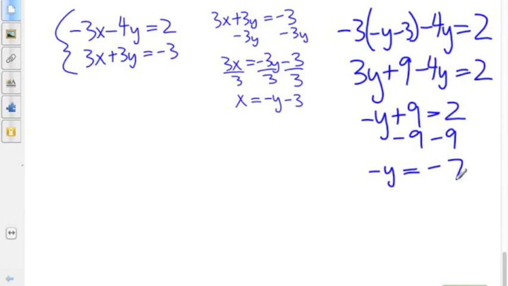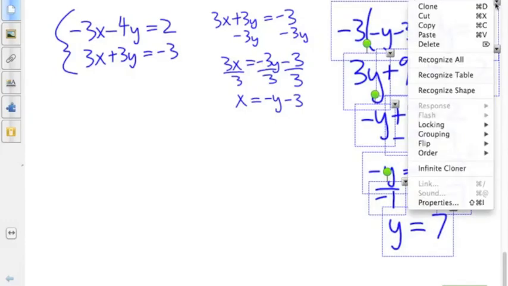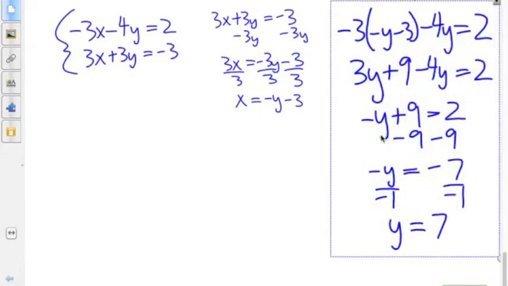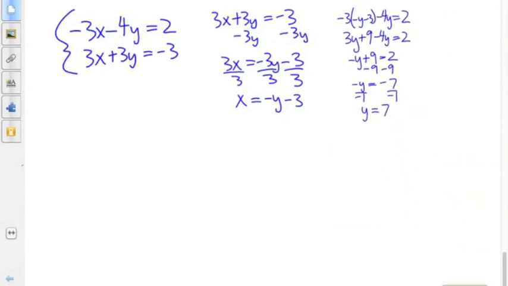Remember, you don't solve anything for negative y, so there are ways to look at this. I like just saying I'm dividing by negative 1, because that's going to change the sign for me and get me positive y equals positive 7. Now that we've found what y is, again, we just plug it in for y and solve for x. So y is 7, and it doesn't matter which equation. I'm going to pick the one that has positive numbers.